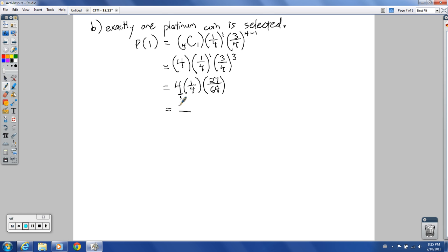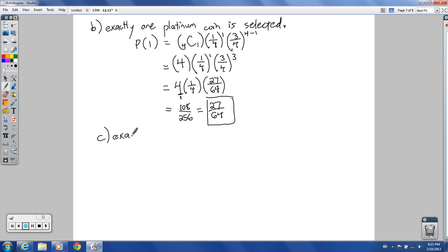This would be 4 times 27 times 1 on the top, and 4 times 27, that's 108. Here, 4 times 64, 256 again. And so you could reduce this down to 27 over 64. That should also make sense based on the fact that 4 times 1/4 is just 1. So 1 times 27 over 64 becomes 27 over 64 still.